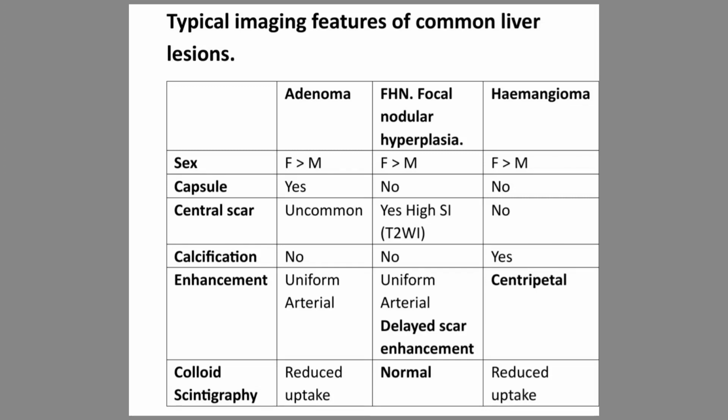Colloid scintigraphy plays an important role in the characterization of masses, especially the common liver lesions. In adenoma, the colloid scintigraphy will show reduced uptake. In focal nodular hyperplasia, there will be normal uptake, but in hemangioma, the colloid scintigraphy will show reduced uptake.